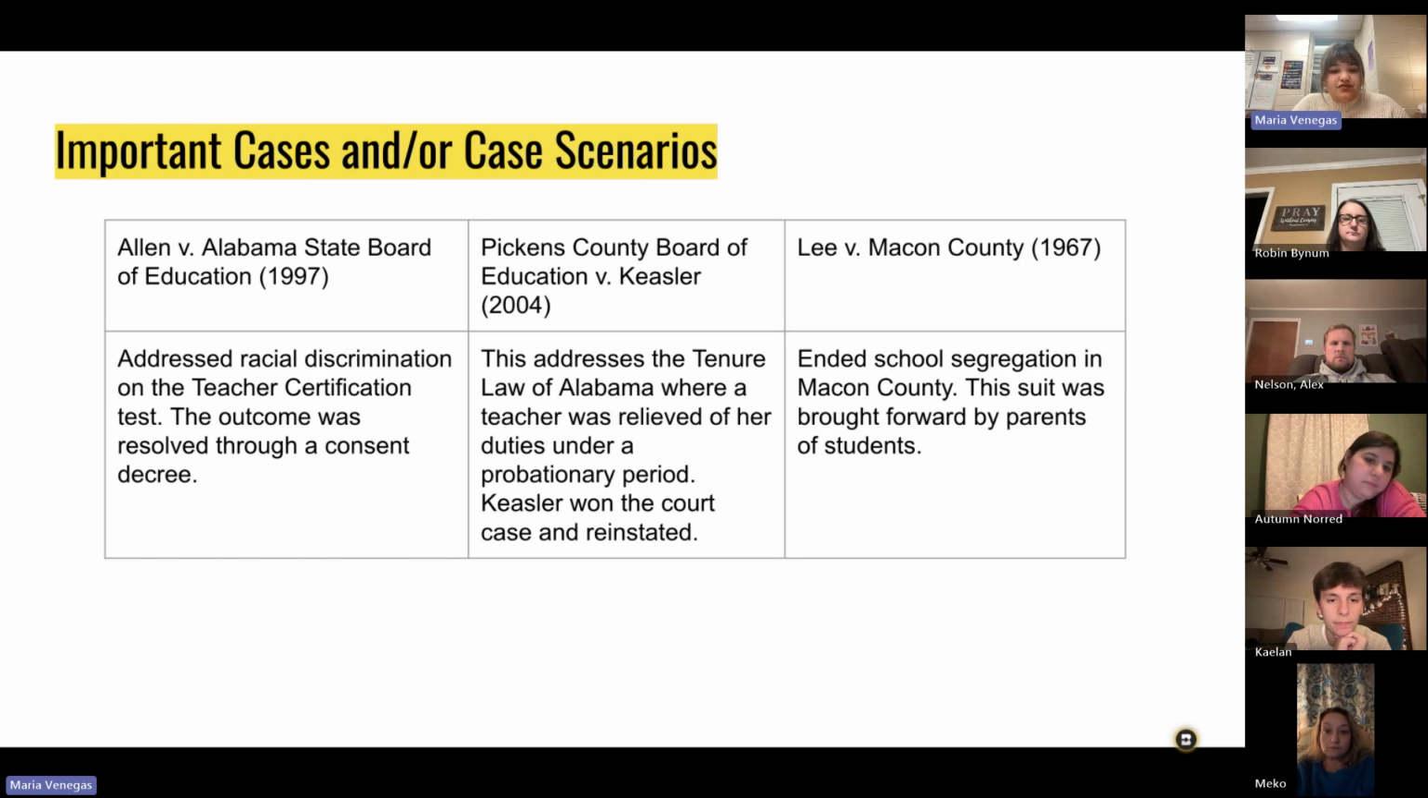Pickens County Board of Education versus Keesler in 2004 reinforced Alabama's tenure law by reinstating a teacher dismissed unfairly during a probationary period. And then Lee versus Macon County in 1967. This ended school segregation in Macon County.